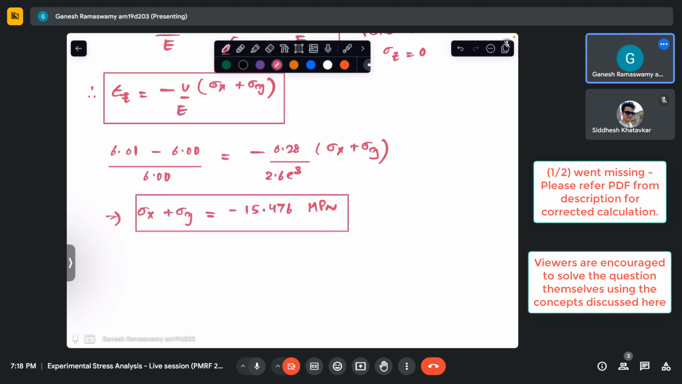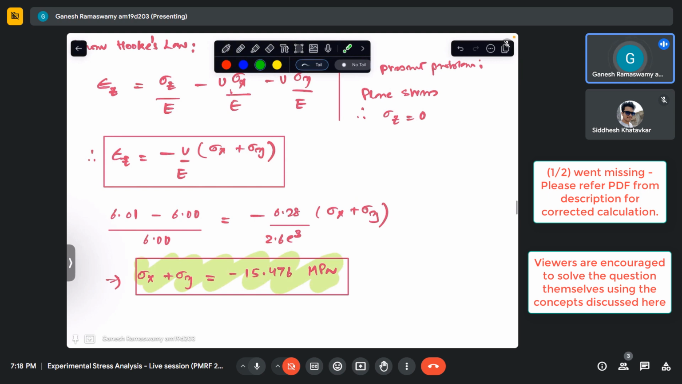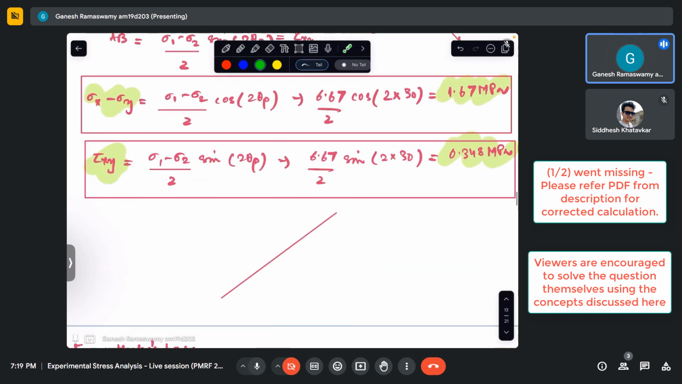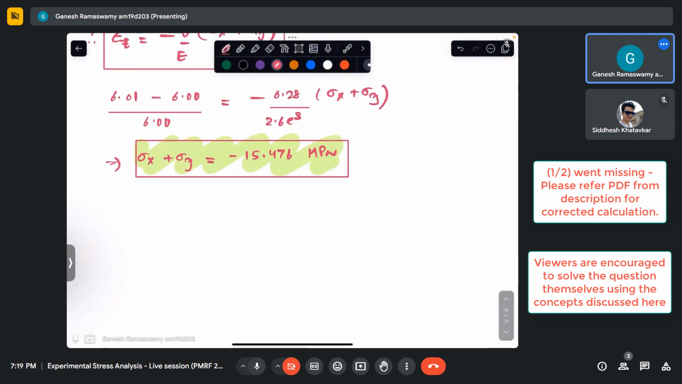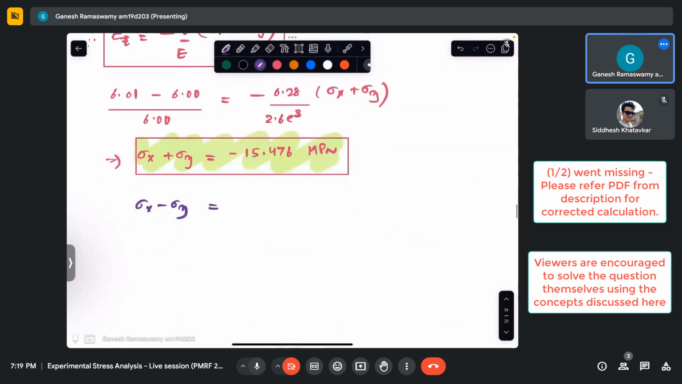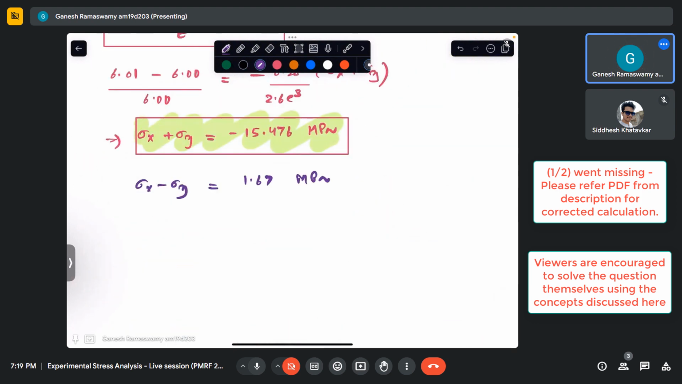Let me just cross check the calculation once again. But in any case, I encourage you to solve it together so that it becomes clear for you. By virtue of this information, how the thickness changed and the material properties, we have been able to find the sum of the normal stresses there. And from our Mohr circle and photoelasticity, we already know the difference there. So when we know the sum of two quantities and the difference of those two quantities, we can easily find out what those individual quantities are. So sigma x minus sigma y is nothing but what we got, 1.67.